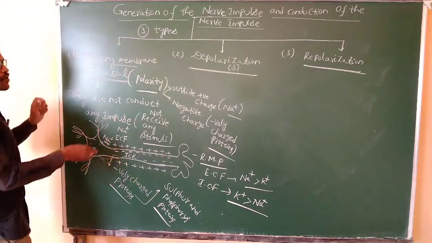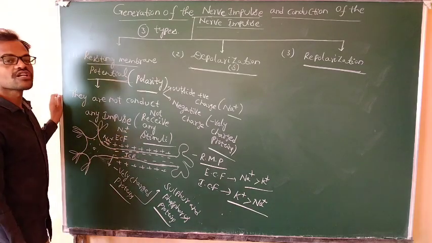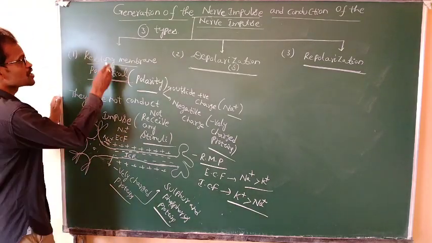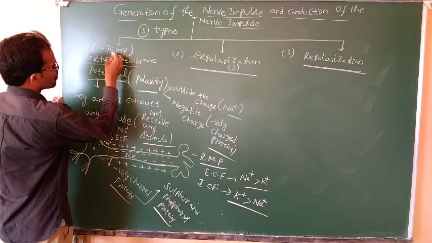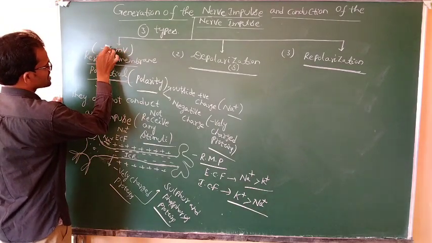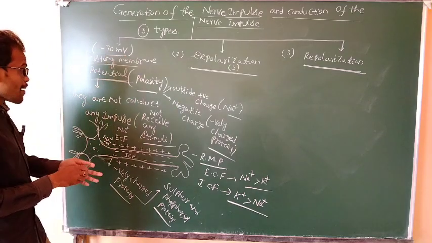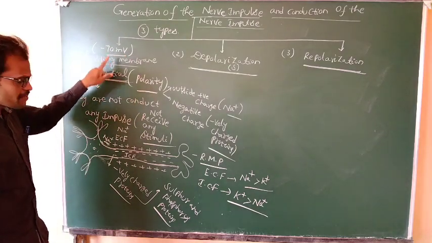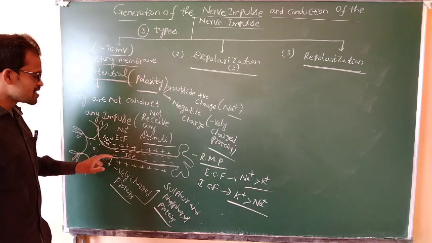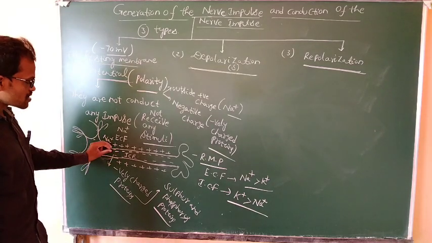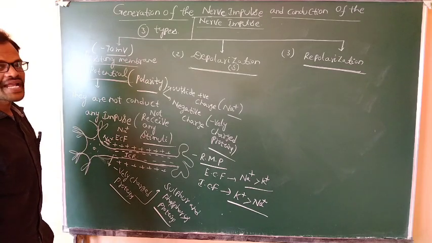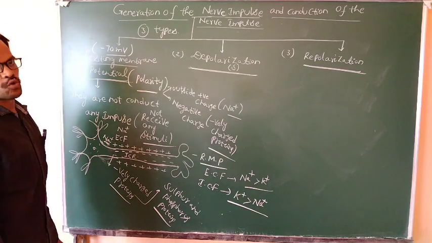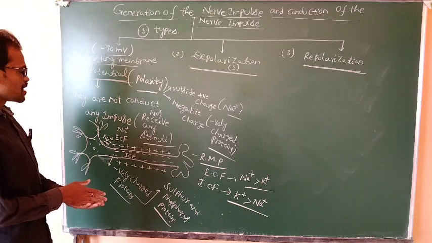During the resting membrane potential, what is the polarity of the charges? What is the resting membrane potential? Minus 70 millivolts. Minus 70 millivolts is maintained by the sodium ions outside and the negatively charged proteins inside. This is the polarity of the charges at the resting membrane potential: minus 70 millivolts.